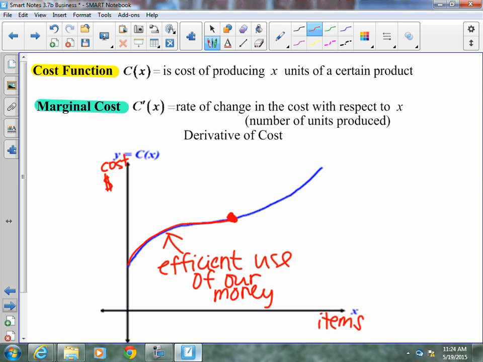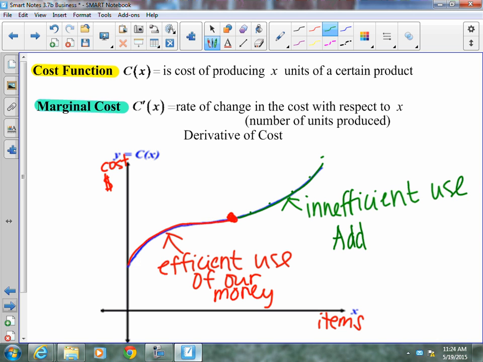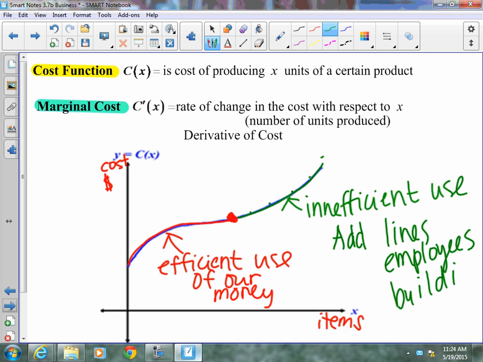So, efficient use. Now, after that point, notice that it changes to concave up. This would be considered inefficient use. All of a sudden, it costs more to make your next item. If you think of these as items, it costs more to make your next item, probably because you had to add machinery lines, employees, buildings to be able to produce that number.